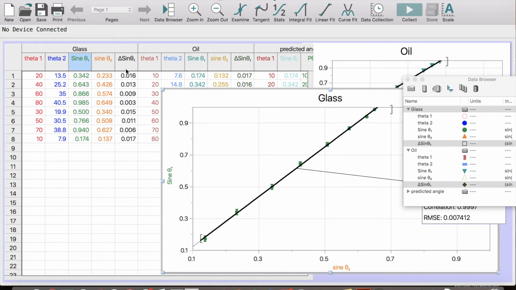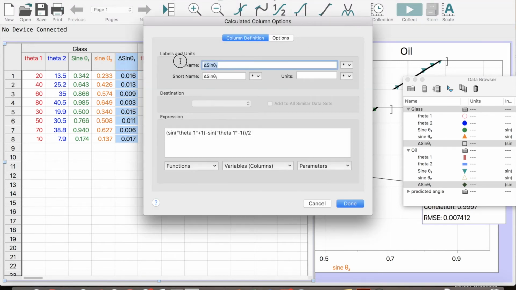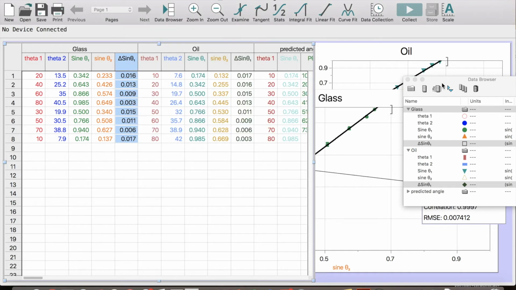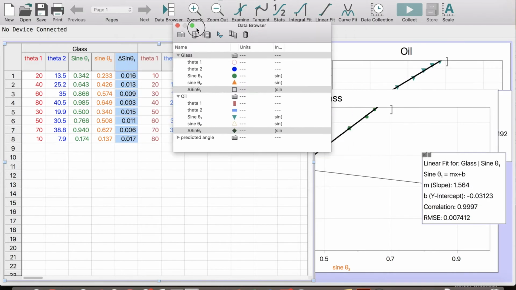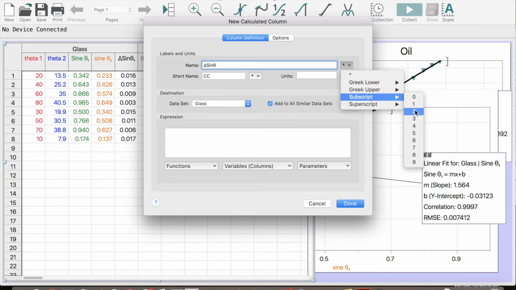So let's do that again. Let's copy some of that stuff so we don't have to do too much work. So copy, that will be for our new column. Go back to our data browser. So we'll just add the same thing, but now we want the uncertainty in sine theta 2. And you'll repeat that same exact process.